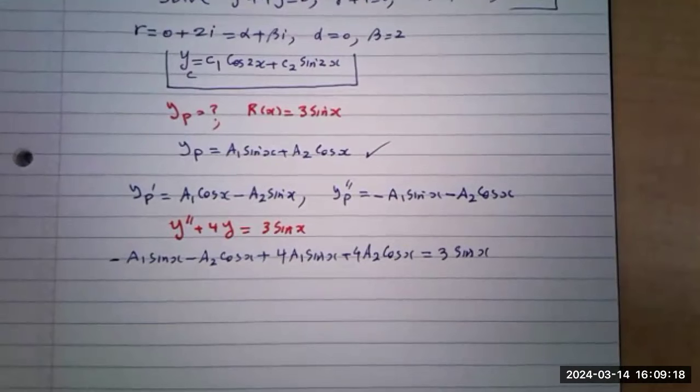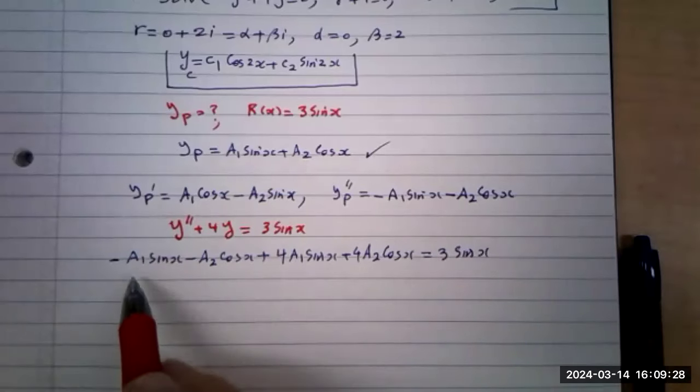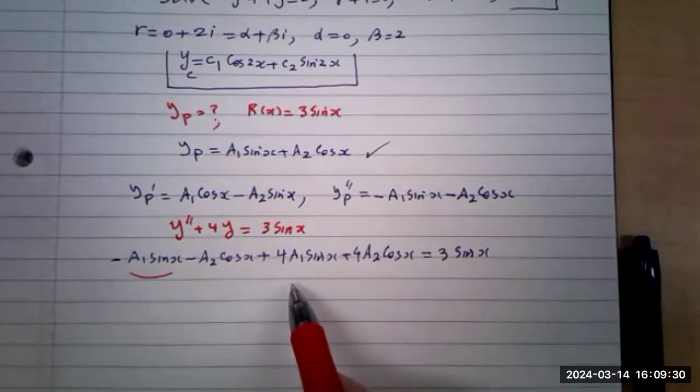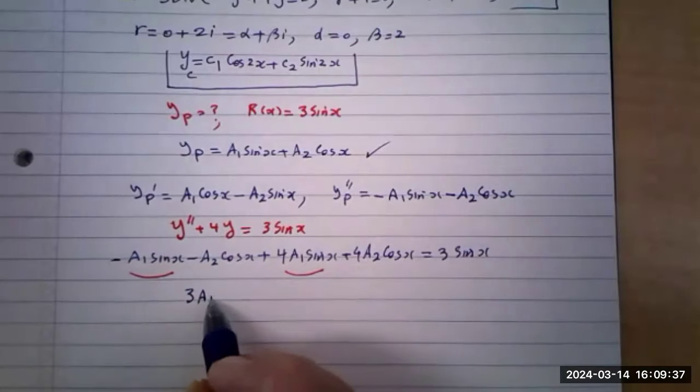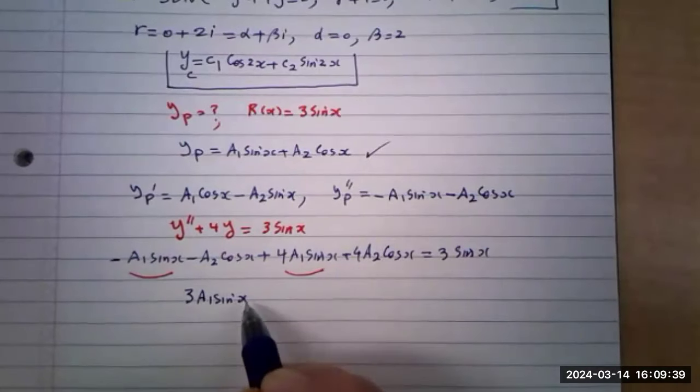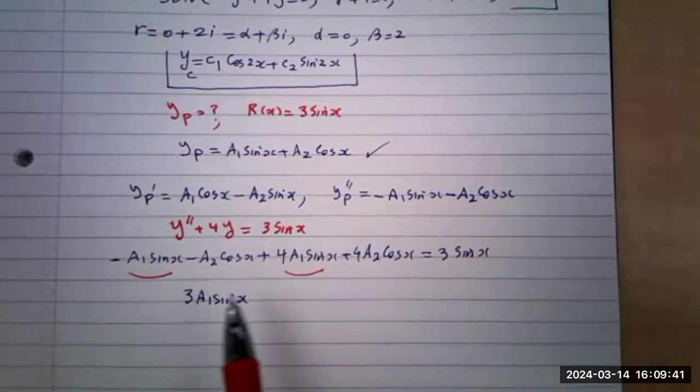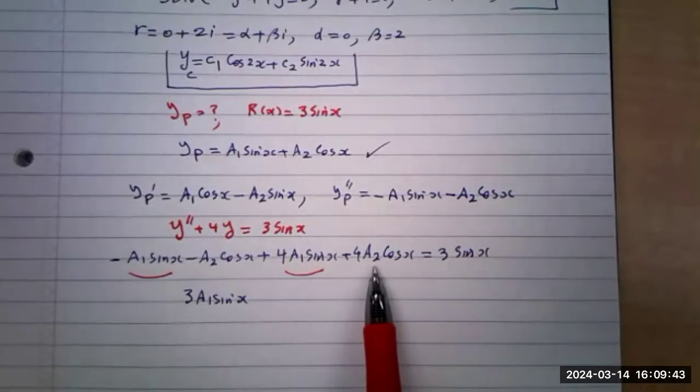So, combine like terms. You have to write down in terms of the sine and the cosine, and let the coefficients from both sides be equal to each other to be able to find them. Okay, so over here, you have negative A1 and plus 4A1 sine. So the result would be 3A1 sine x. Okay, and for the cosine, negative A2 and positive 4A2.